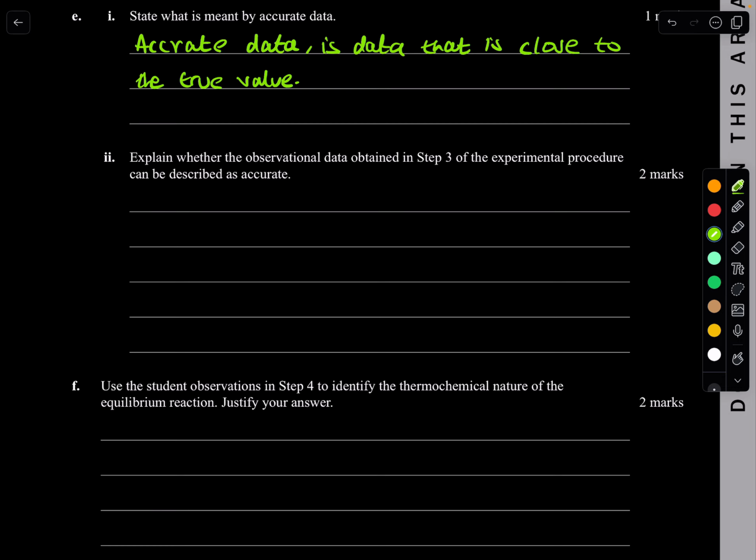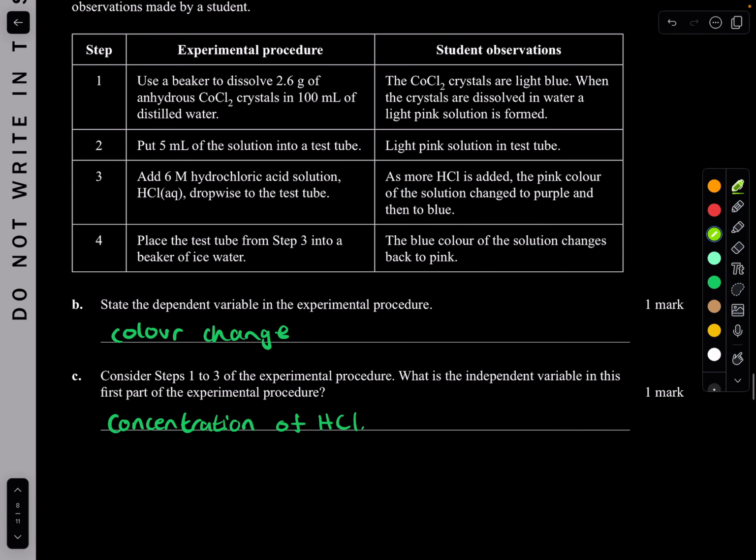So step 3. Is it accurate? Add 6 moles of hydrochloric acid solution, drop wise, to a test tube. As more HCl is added, the pink color of the solution changes to purple and then blue. No, if you think about it, this whole procedure is not accurate because we're using qualitative analysis. It's people's eyes that are looking. We're measuring through our eyes, which is not something you can measure in terms of accuracy. Normally when we do accuracy, we measure numerically, in numbers.